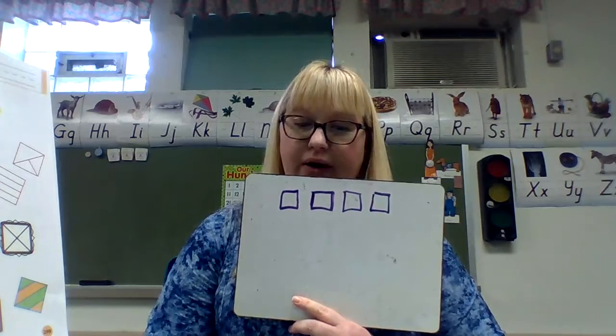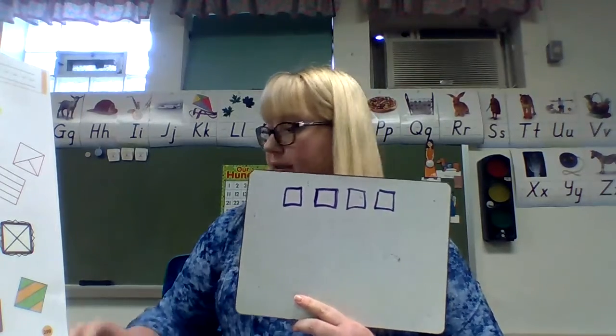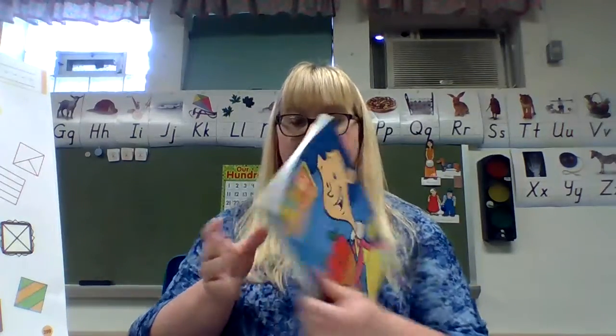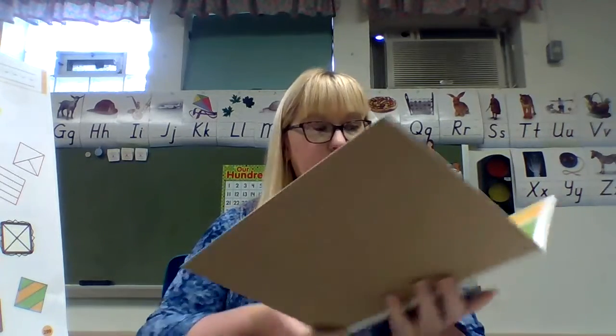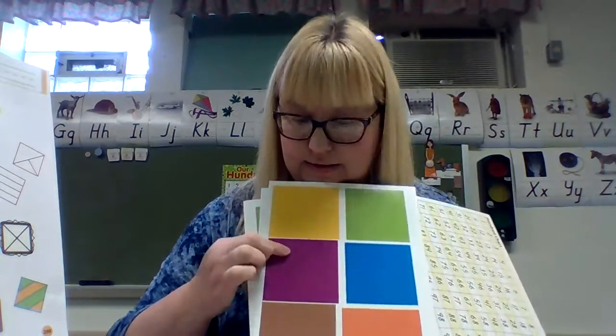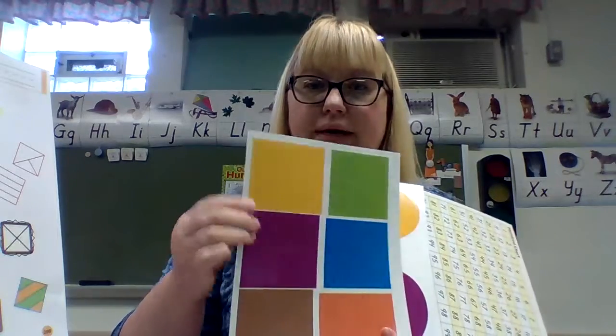So this is where this will come in handy for you as a visual from this book. In the back, the purple squares. Do you see? Let's see if you can see this. See the 4 squares?